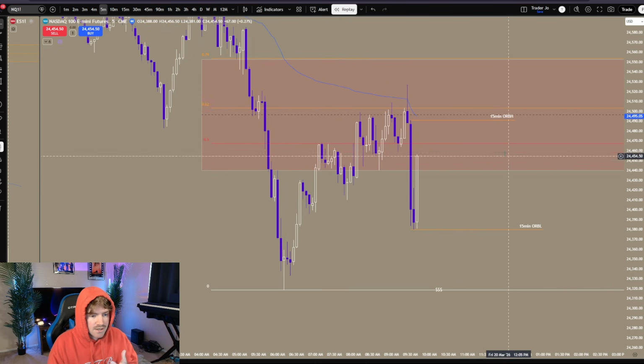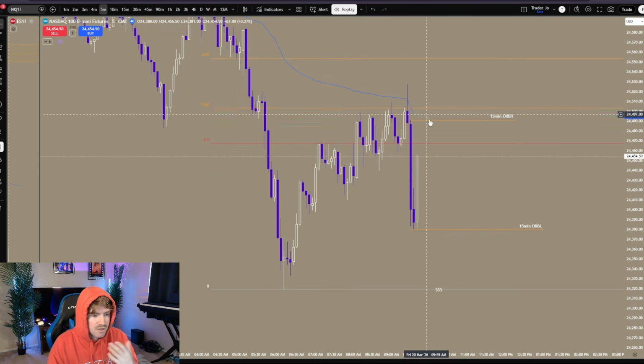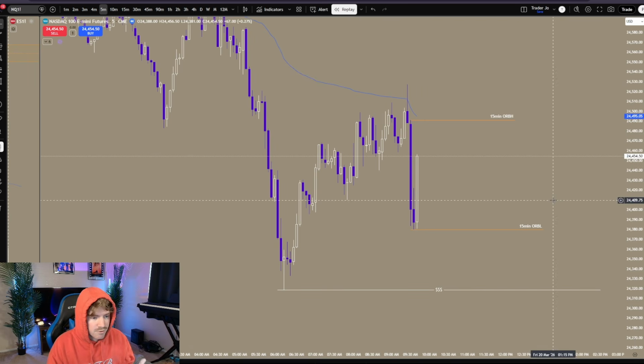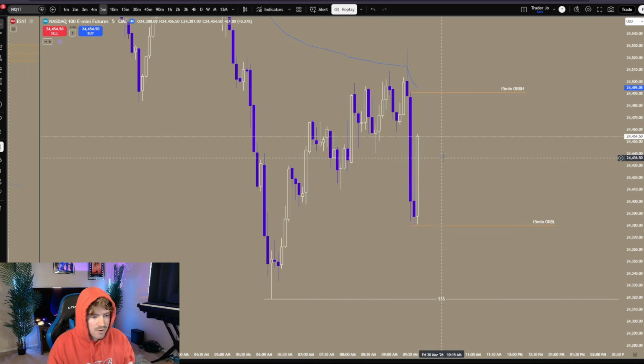So right here, I'm going to get rid of some of these other things. We know we're in an hourly gap. We know we've retraced 50% of a range. We've now created the low.